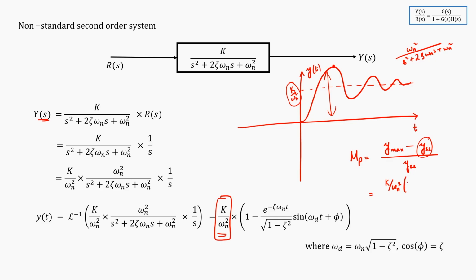The maximum value, you check what was the maximum value in the derivation that we had done. This was the maximum value for the standard case, and that will get multiplied by k by omega n square. The steady state value will become k by omega n square, divided by k by omega n square. So, you are left with again the same formula, right. So, this is all in percentage.